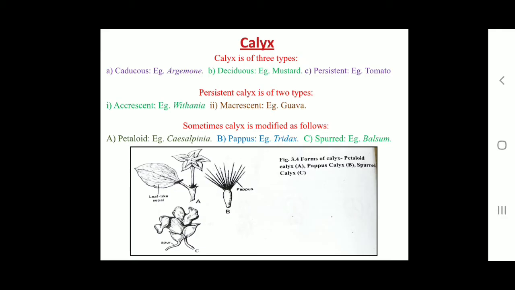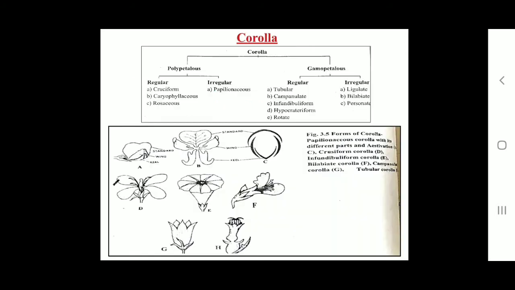Then the next point in this calyx is the modification of calyx. Sometimes calyx is modified as follows: petaloid, pappus and spurred. So first we must know the petaloid calyx. In some flowers, sepals are colored and attractive like petals. The calyx is called petaloid. Pappus: in members of family Asteraceae or Compositae, the sepals are modified into stiff, non-green, hairy or feathery structures called pappus. And spurred calyx: when a sepal from its base produces a tubular outgrowth called a spur, the calyx is known as spurred. So these are the modifications of calyx.